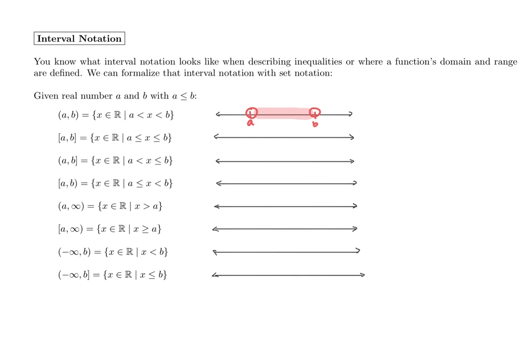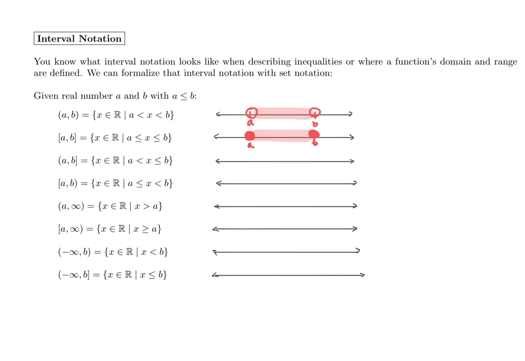For our next interval, where we have a to b but we're including both a and b, we describe that as the set of x, where x is a real number such that a is less than or equal to x, which is less than or equal to b. So at a, we have a filled in circle. At b, we have a filled in circle, and they're connected.